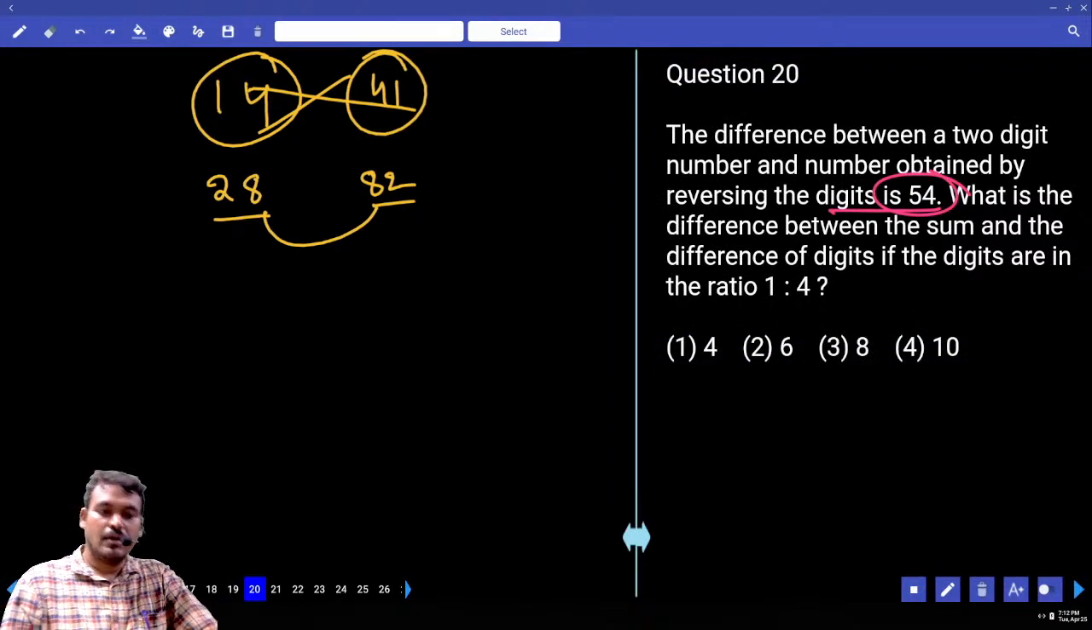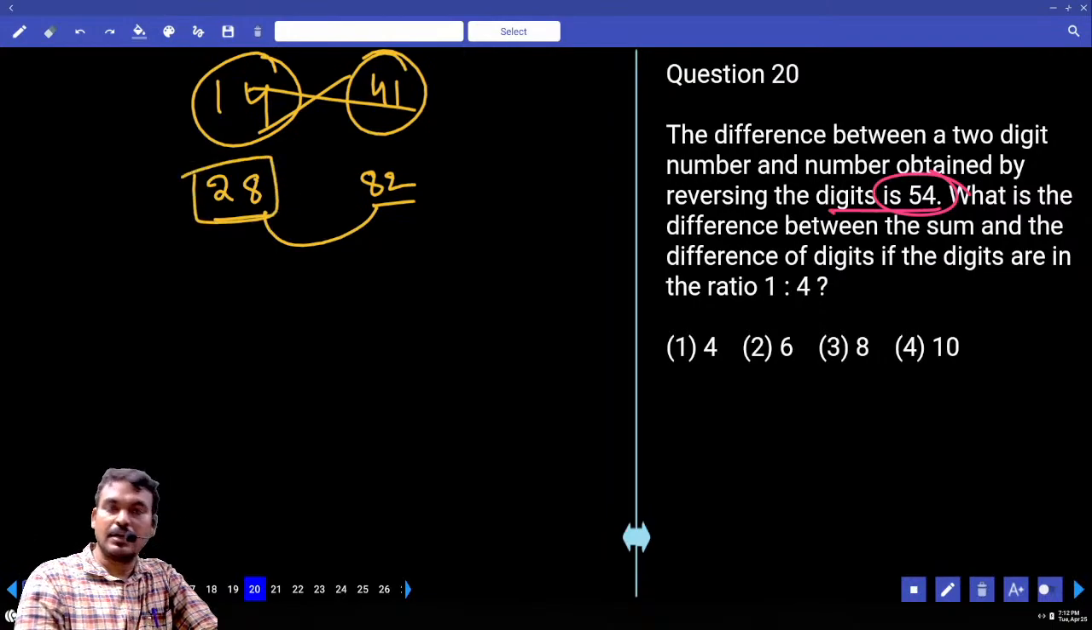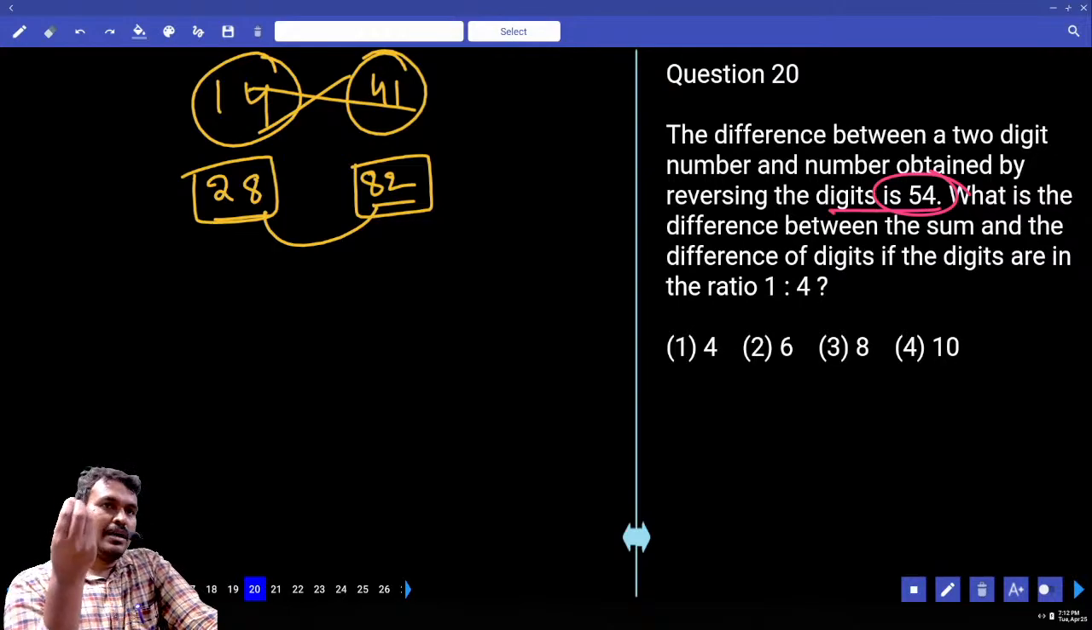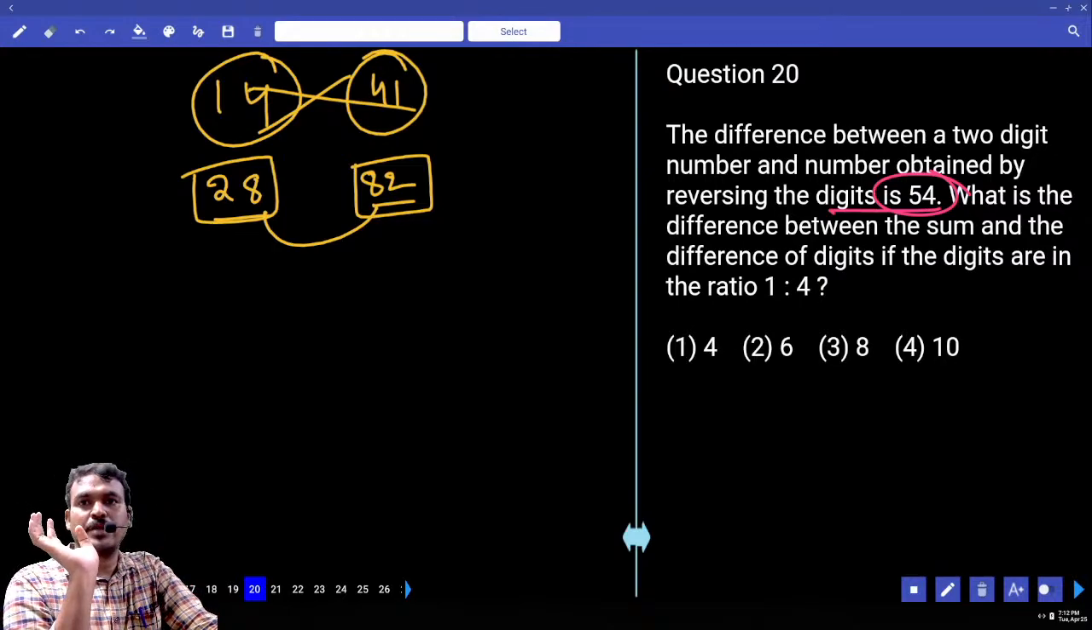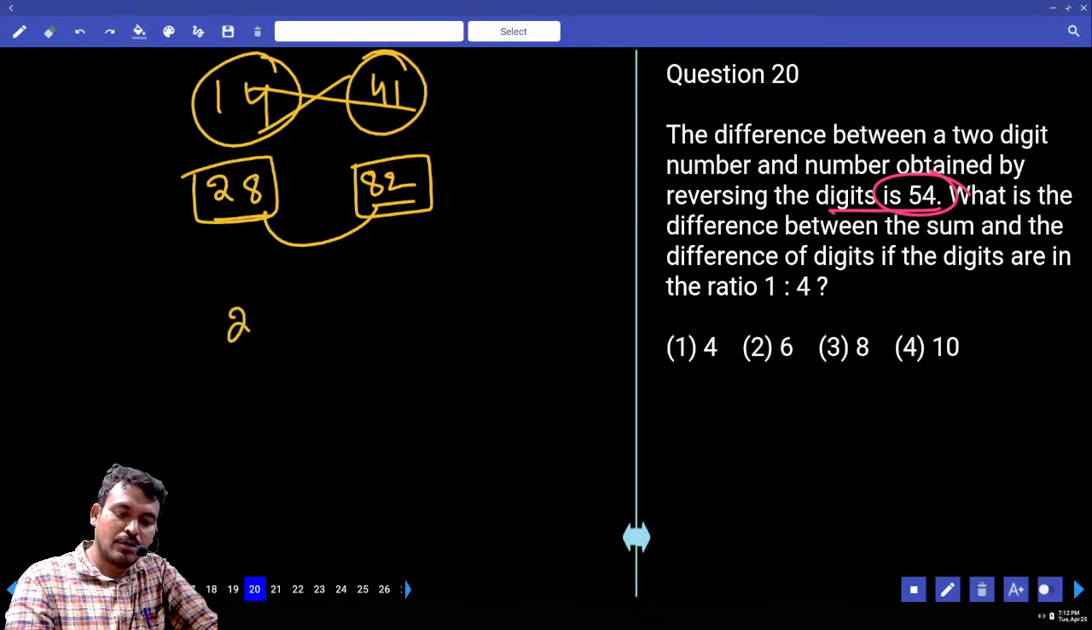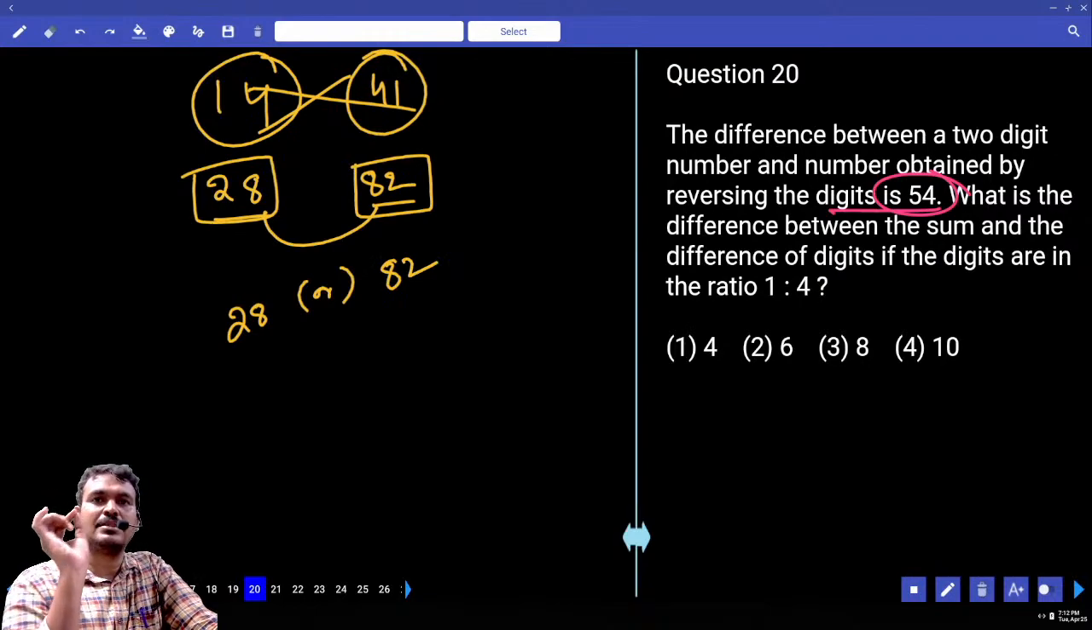Means one of the numbers is 28. Interchanging the digits means we get 82. It will be either 28 possible or 82 also possible. Then the answer is either 28 or 82. Find that number means the answer is either 28 or 82.